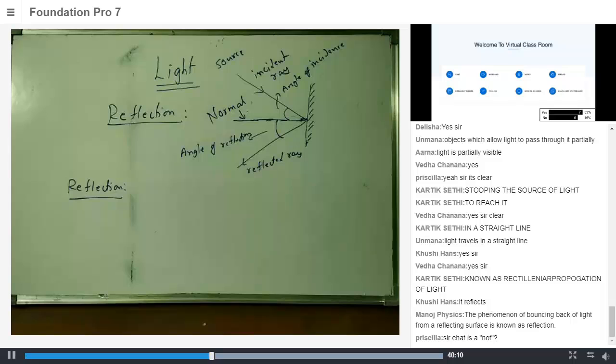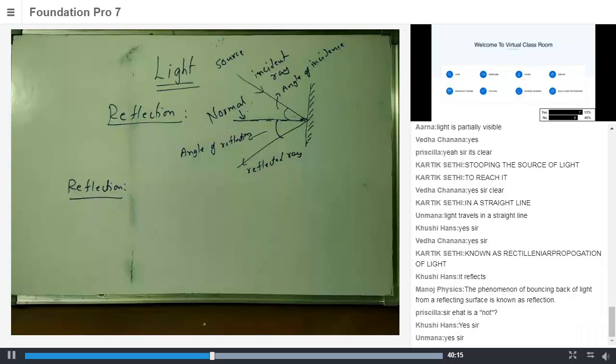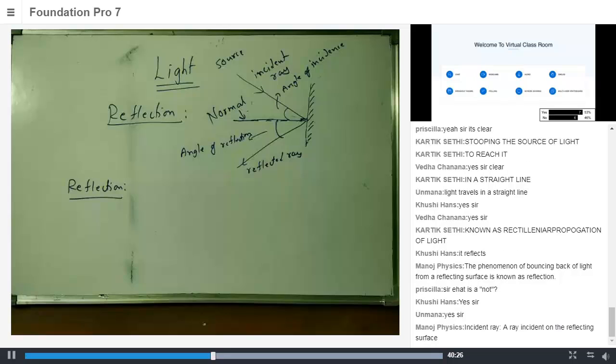That's great. So now, incident ray. An incident ray is a ray incident on the reflecting surface. So a ray which is incident on the reflecting surface is known as an incident ray. Got it? I typed it down. You can just see it there.